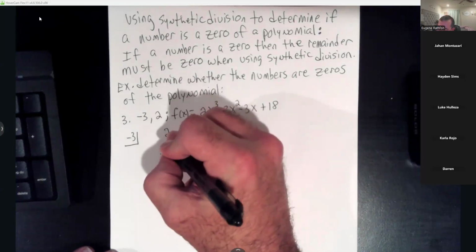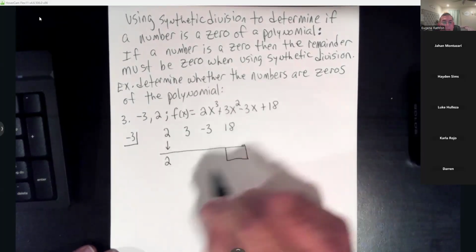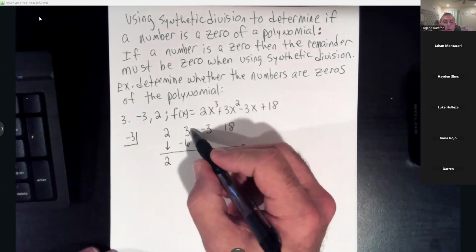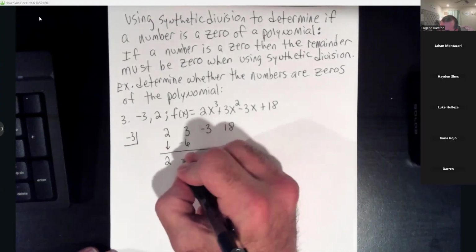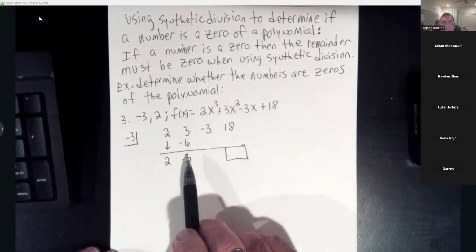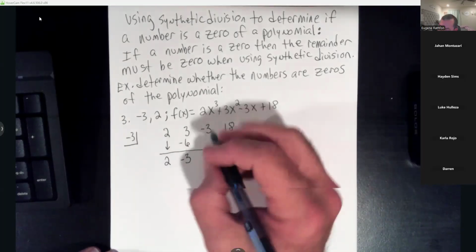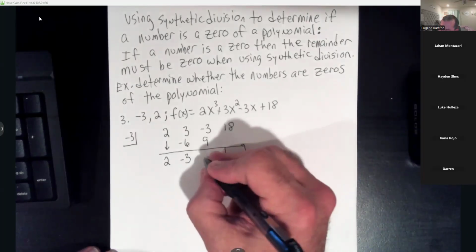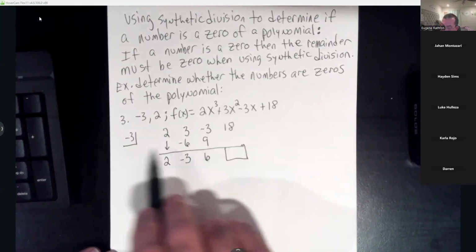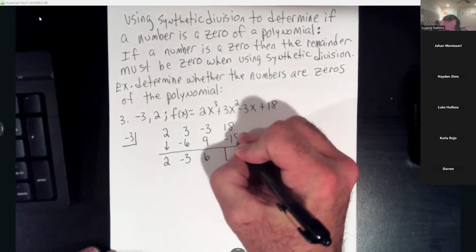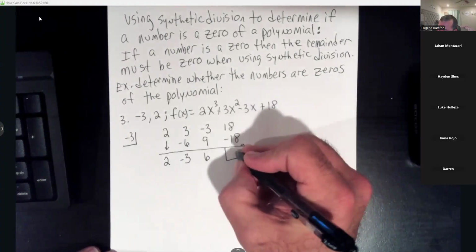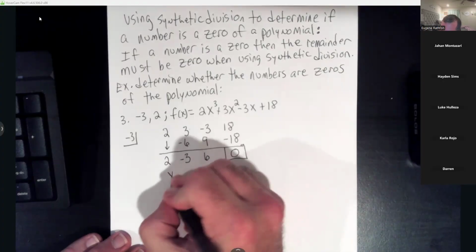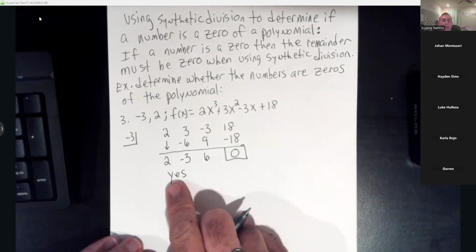So y'all, I'm going to do this first one. I'm going to bring the 2 down under the line. 2 times -3 is -6. 3 and -6 give me -3. All right, -3 times -3 is a +9. -3 and 9 give me 6. And y'all look at that. 6 times -3 is a -18. And that adds to give me a remainder of 0. So for -3, this would be a yes.